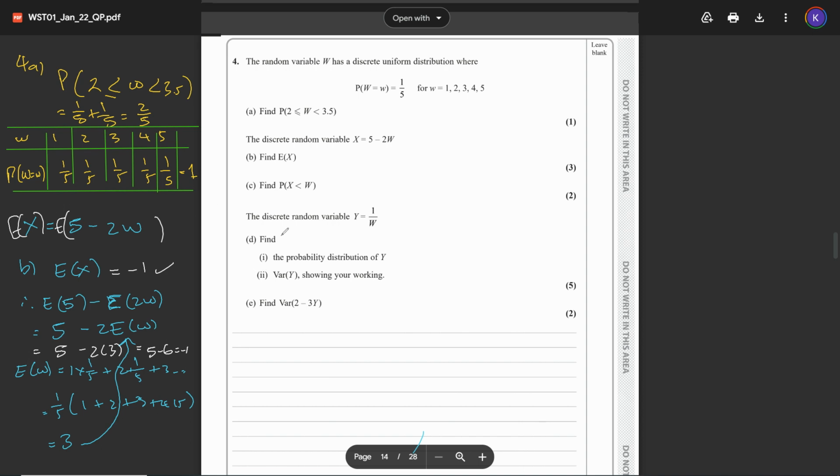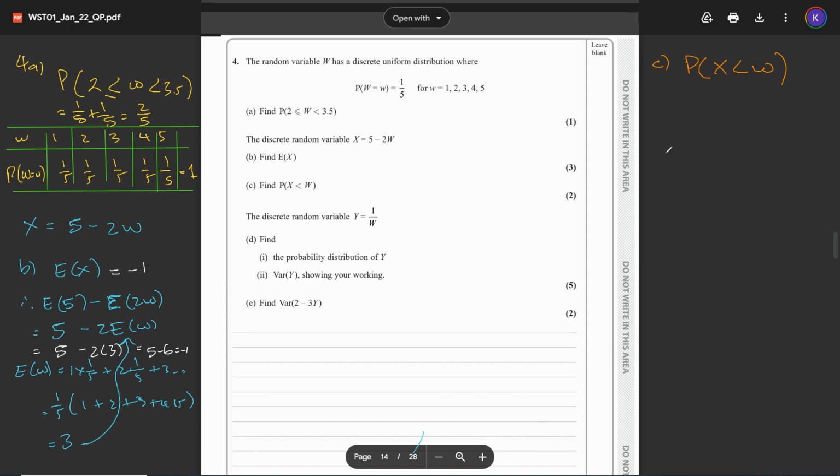Okay, let's go to part C. For part C, what we have here is to find the probability that X is less than W. Firstly, we know what W is. W is all of these values. We want to find the probability that X is less than W. So after you've coded it, what's the probability that it's less than itself? Or the other way around, greater than itself.